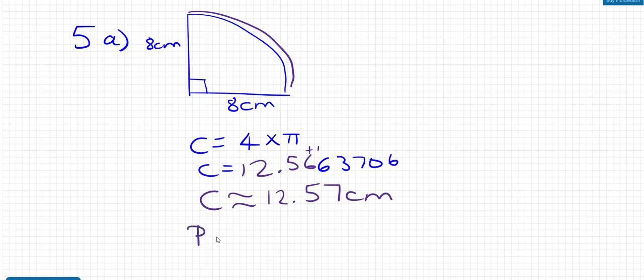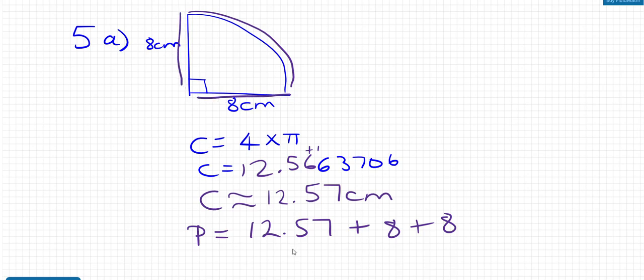So the whole perimeter, like we had before, is to get this, so 12.57 plus the 8 plus the 8, and that will give me the whole perimeter of that quarter of a circle. So perimeter is equal to, so we end up with 28.57 centimeters.